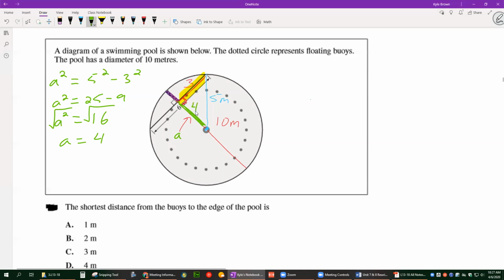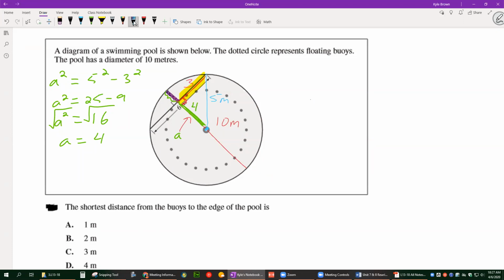So that length's 4. Now, how does that help us? Can anybody figure out? Take a second. Maybe you guys might be able to do this in your head. Knowing that that's 4, can anybody figure out what that length would be right there? 1. Thinking 1? How'd you know 1? Because the radius is 5. Nice. And then if you know that is 4, then you subtract 4 from 5.